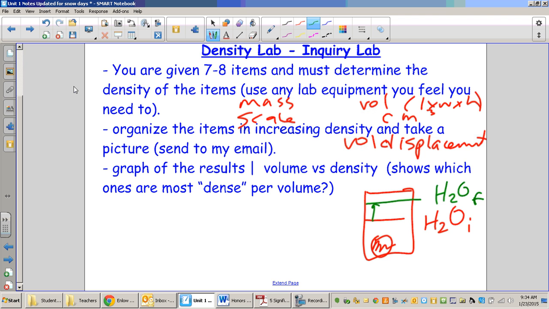After that, you're going to then be graphing your density, your volume versus density. This would be X and Y. It's going to look like a scatter plot. It's going to be okay. You're not going to connect the dots or anything. It's going to look like a scatter plot.